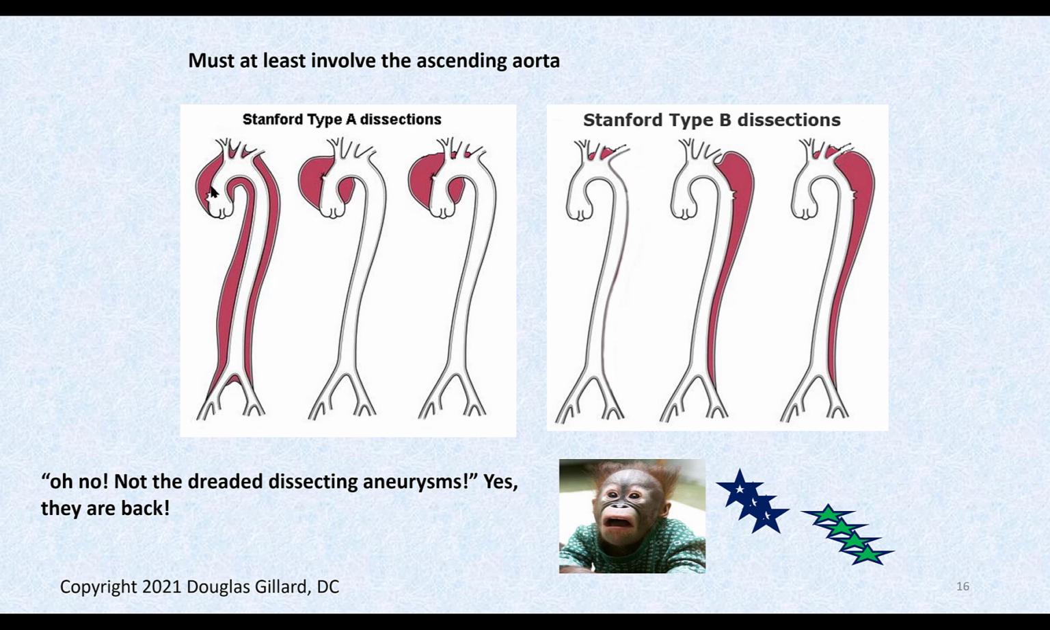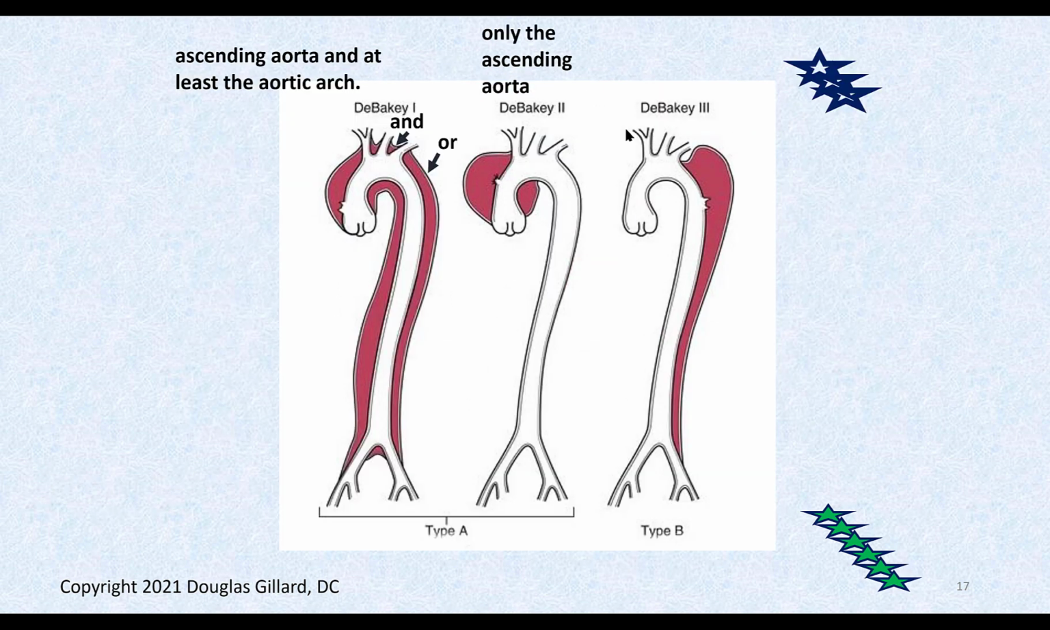Stanford A means that the dissection has to be in the ascending aorta, and it doesn't matter if it goes further or not. If it's in the ascending aorta, it's a Stanford A. If it goes into the arch, still a Stanford A. If it is in the ascending aorta and in the descending aorta, still Stanford A. Stanford B, it cannot be in the ascending aorta.